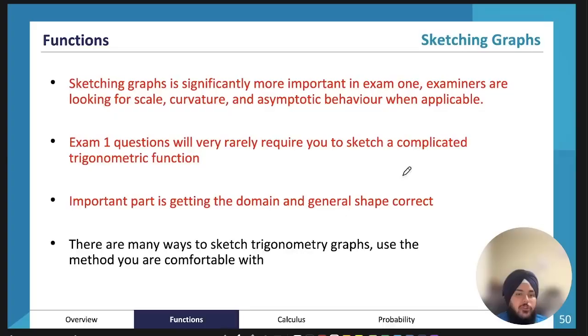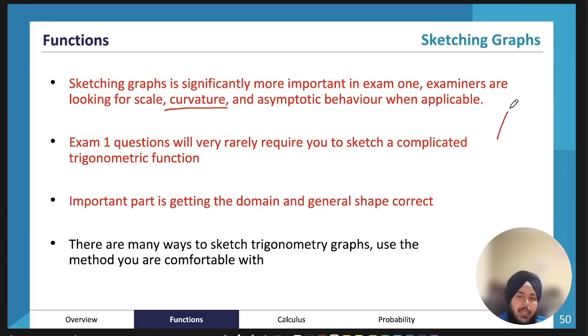Okay, so now we will look at sketching. So how do we sketch circular functions? Circular functions are probably one of the hardest to sketch on the exam, especially exam 1. But examiners are looking for scale, curvature, and asymptotic behavior when applicable.